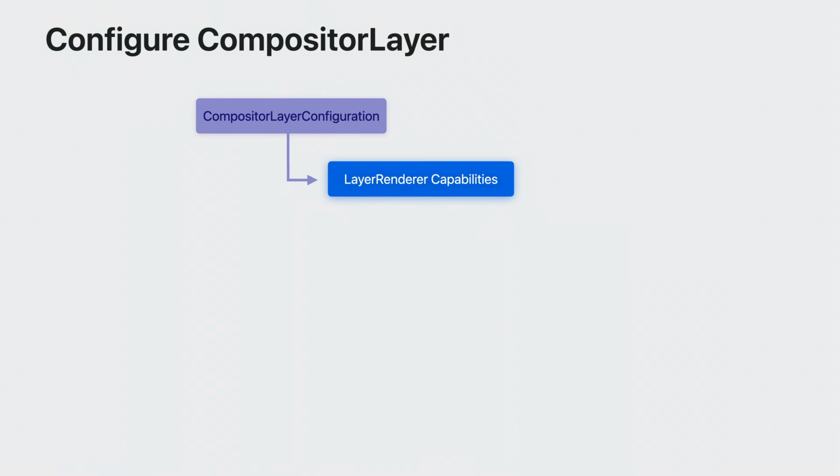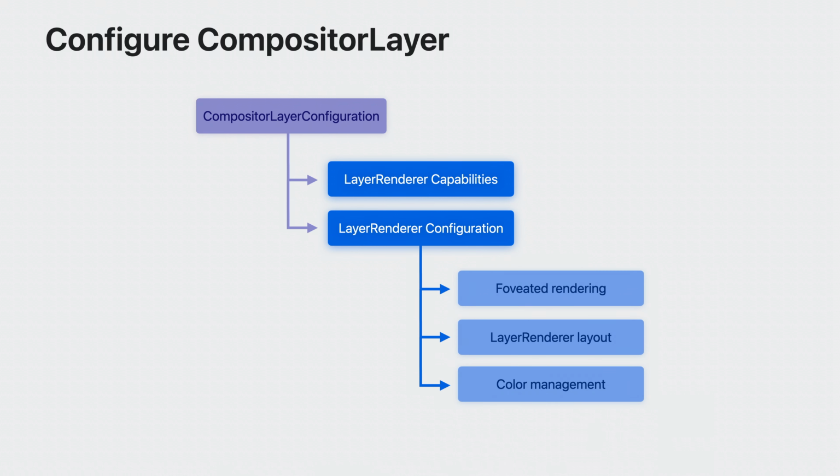The first one is the layer capabilities. It enables you to query what features are available on device. Use the capabilities to create a valid configuration. And the second parameter is the layer renderer configuration. This type defines the configuration of your rendering session. With the configuration, you can define how your engine maps its content into the layer, enable foveated rendering, and define the color management of your pipeline. Now, I'll talk about how each of these properties will affect your engine.